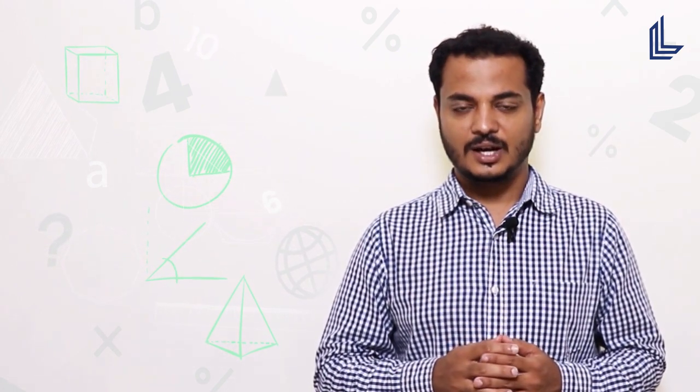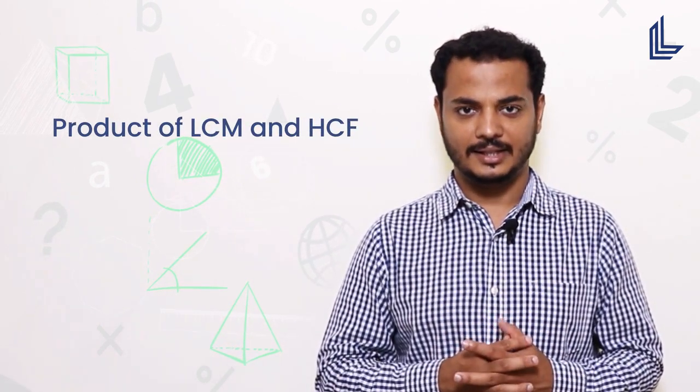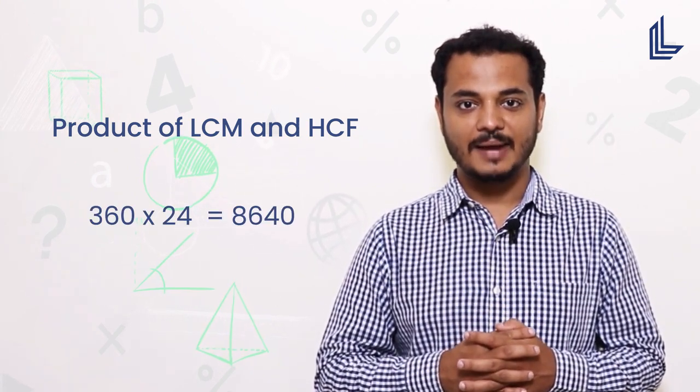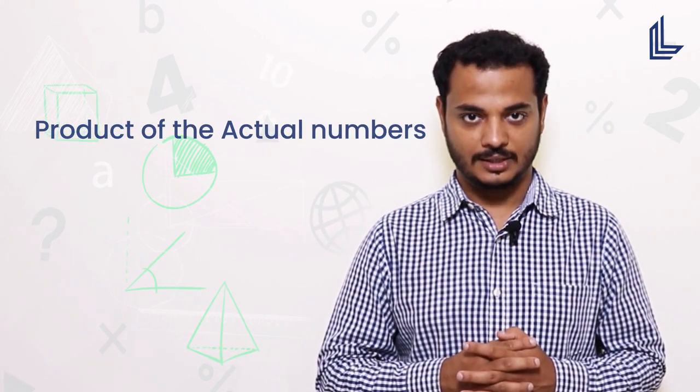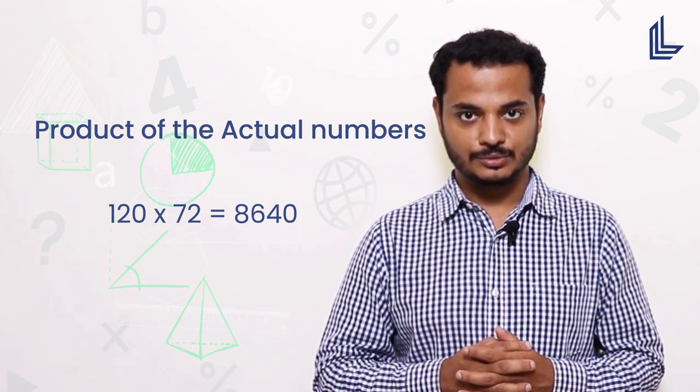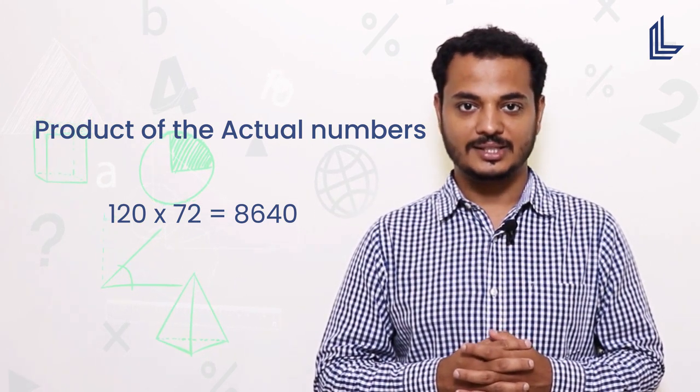That was basically the review of what you have already learned in your previous grades. We just tried to connect it with the Fundamental Theorem of Arithmetic. Now notice something important here. Let's try to find out the product of the LCM and HCF that we got here. When we do that, we will get the result as 8640. Now interestingly, this is the same as the product of the actual numbers itself. That is, when you multiply 120 by 72, you will get the result as 8640.